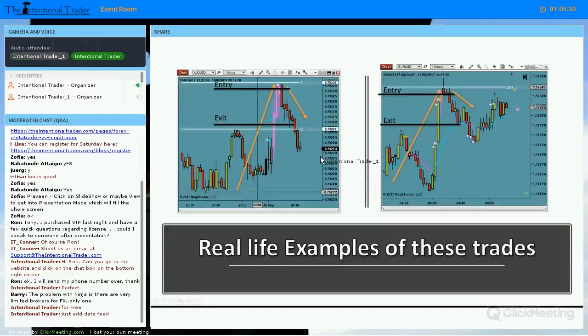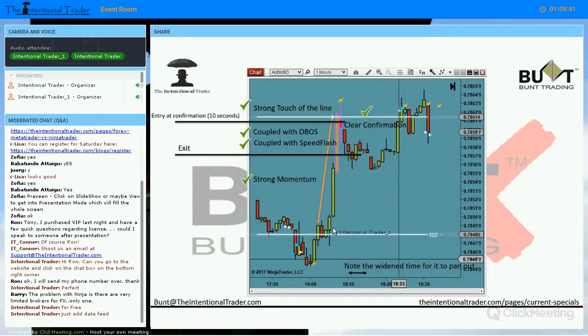You just literally get on it. It's as simple and as boring as that. But the only thing we will explain in this slide is basically why it's a bit different. Now, there is a widened time, and the widened time is because of the structure of the market.